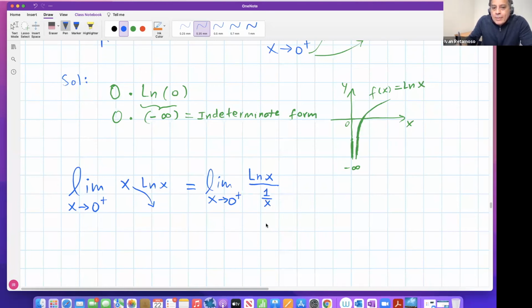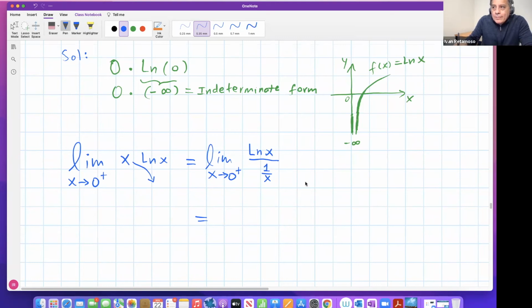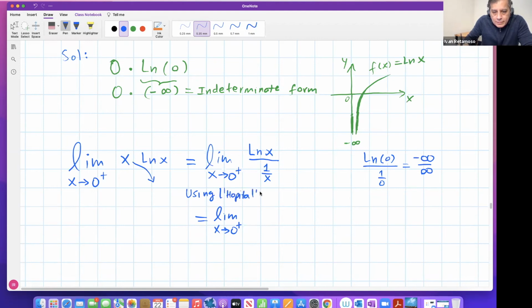Follow this trick. But now notice that if I substitute 0 here, I will get natural log of 0 over 1 over 0, right? This is negative infinity, and 1 over 0 is infinity, right? Look, when you are close to 0, natural log is negative infinity, and this will be infinity, right? So I'll get the infinity over infinity form, which allows me to apply L'Hopital's rule, right? So apply L'Hopital's rule.